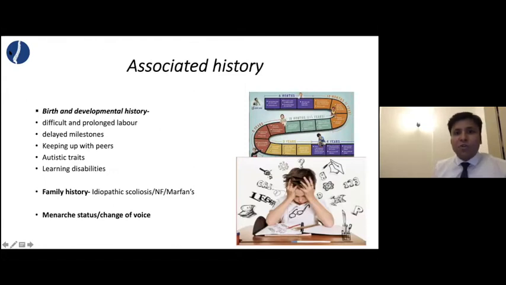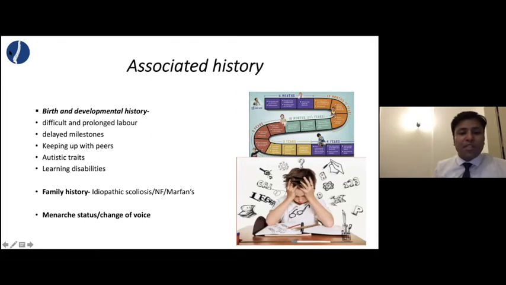Ask for associated history. Now, birth and developmental history is extremely important. Ask if there is a history of difficult and prolonged labor, delayed milestones. Is there difficulty that the child finds keeping up with peers? Are there autistic traits? Are there learning disabilities? All these point toward syndromic scoliosis and sometimes neuromuscular scoliosis.